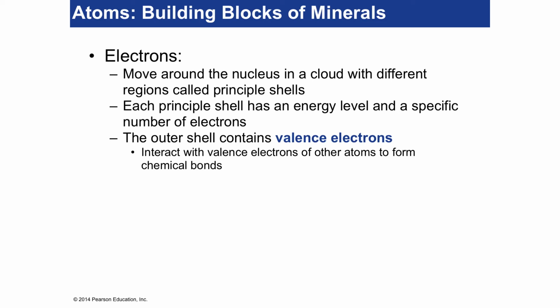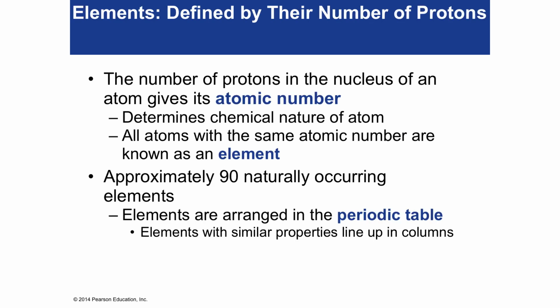Valence electrons are either stolen or shared in an attempt to make that atom more stable. Okay, some further definitions. The number of protons in a nucleus defines that element. So for instance, if you have one proton in an atom, you will have hydrogen. That's the definition of hydrogen. It's based upon the number of protons.